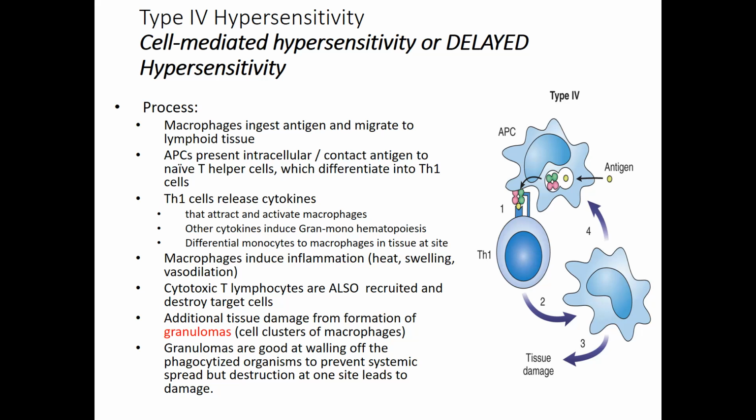What happens once this initial process takes place, this initial cell-mediated response? Why is it cell-mediated? We started with a T helper cell, right? We need those naive T helper cells that differentiate into T helper 1s to do their job. So cell-mediated. What happens? Macrophages induce some inflammation. Remember, what does that do? Heat, swelling, vasodilation. That brings lots more cells to the area. Cytotoxic T cells also get recruited to the area under the action of chemokines and destroy those targeted cells that contain antigen.